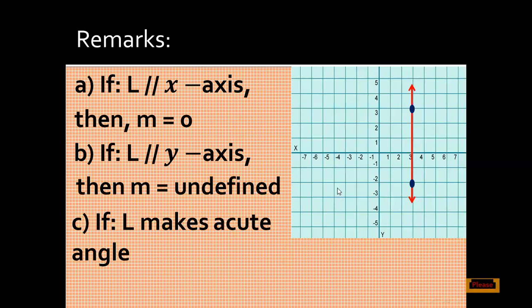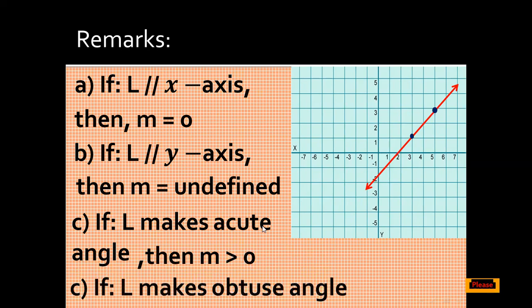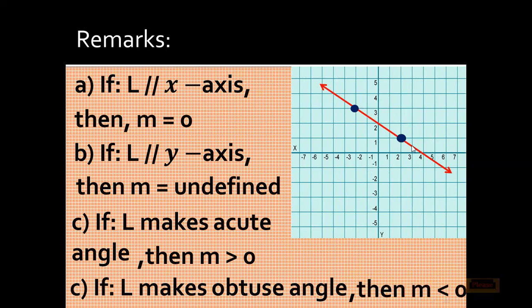If L makes an acute angle with the positive direction of the x-axis, then the slope will be more than 0. If L makes an obtuse angle with the positive direction of the x-axis, then the slope must be negative, less than 0, and vice versa. If we have a negative slope, it means the angle which this straight line makes with the positive direction of the x-axis will be an obtuse angle.